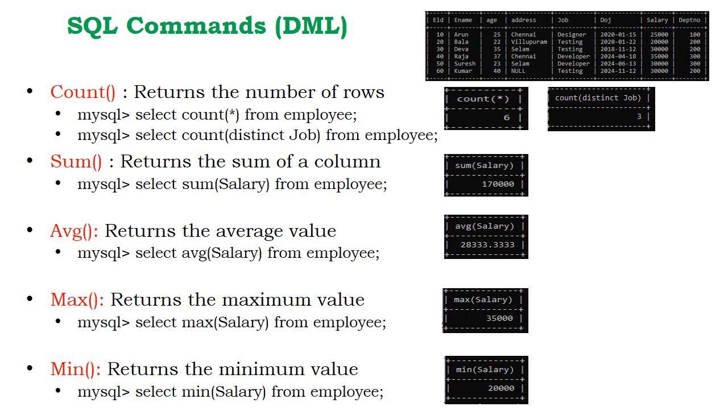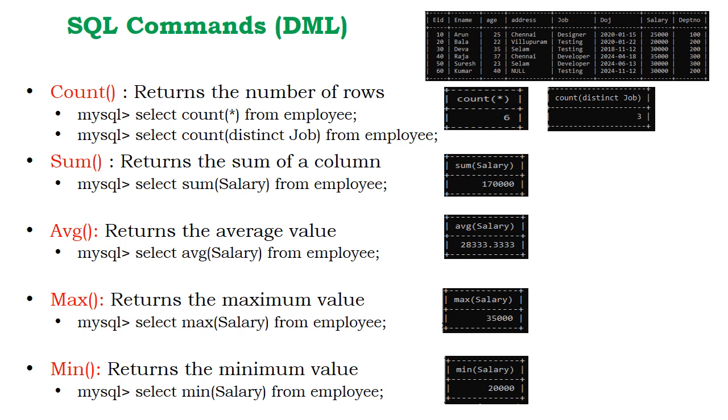Count. It will return the number of rows. We will take one example, that is the employee table. In the employee table, it will count the number of records. The result is 6. And then if you want to count based on a group, for example, select count distinct job from employee. So here there are three types of jobs, right? Designer, testing, and developer. The count is 3.